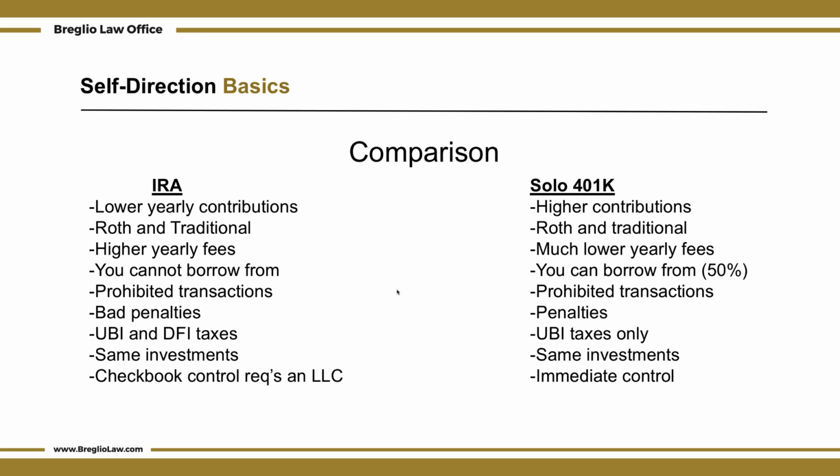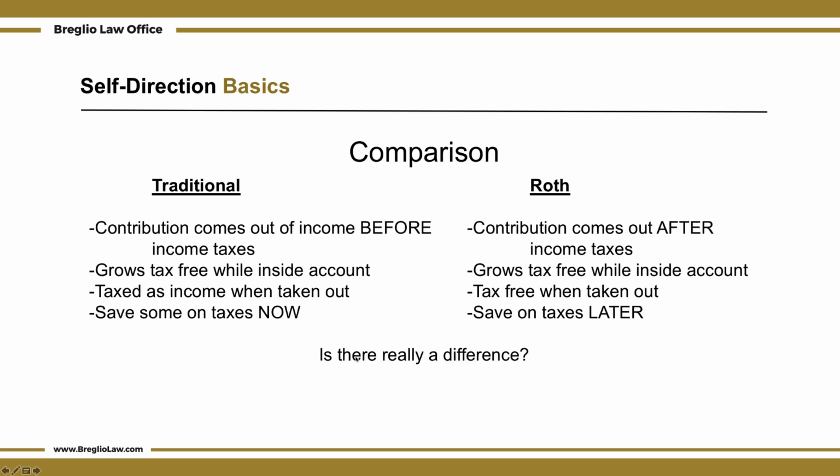Okay, so the taxation is better in a 401k than it is in an IRA. What kind of investments can you make? The same, doesn't matter. You can make the same kinds of investments with either one. With an IRA, if you're self-directing and you want checkbook control, you're going to need an IRA LLC. But in a solo 401k, as soon as it's set up, you automatically have immediate control over the 401k funds. So there's a quick comparison of essentially self-directing your IRA or self-directing your 401k.